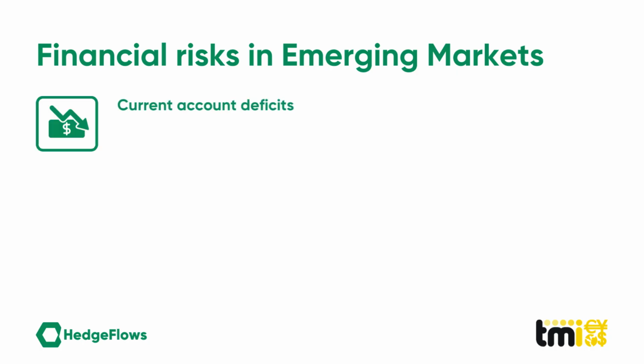Current account deficits. Some EM countries run persistent current account deficits, meaning they import more than they export. Such deficits can put pressure on their currencies, as they may need to rely on foreign capital to finance the deficit. Suppose international investors don't purchase the EM currency at prevailing exchange rates because of concerns about such deficits. In that case, that currency will likely weaken to the levels where investors see the risk-reward ratio as attractive again.